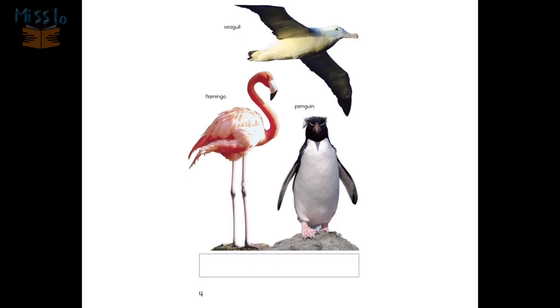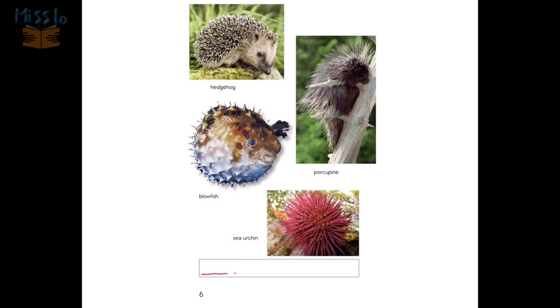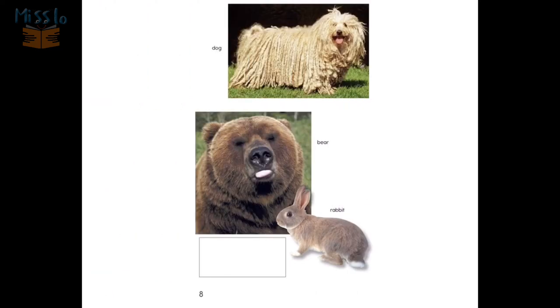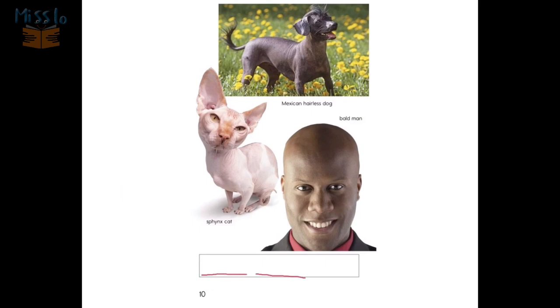We have scales. We have feathers. We have shell. We have spines. We have armor. We have fur. We have hair. We have skin. Smart kiddo!